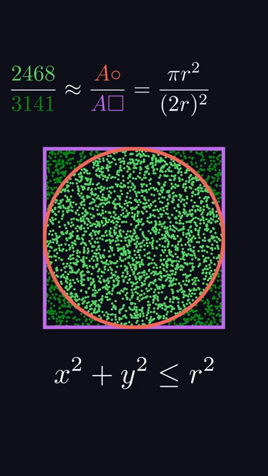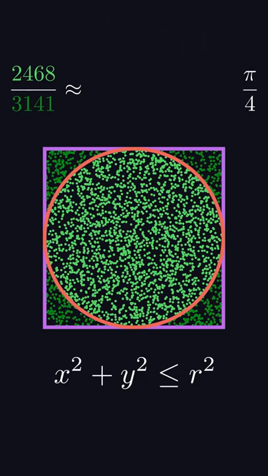Now, if we take the number of points inside the circle and divide that by the total number of points, that will be approximately equal to the area of the circle divided by the area of the square, which is just pi r squared over 2r squared, and that simplifies to pi over 4.